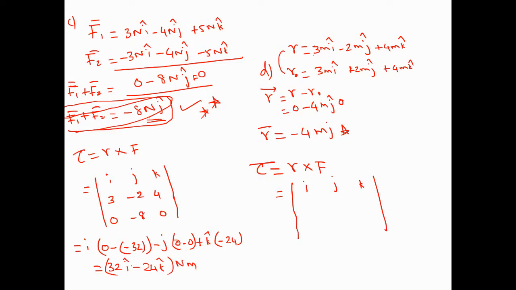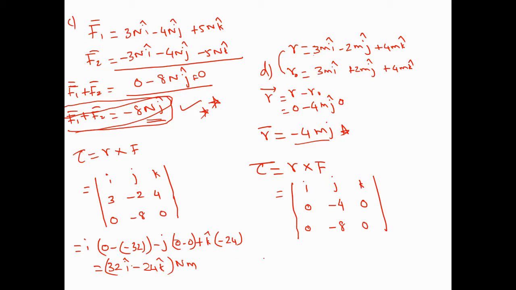Am I right or not? Yes, you're right. And our new coordinate is 4 meters. So again, I have to play with i, j, k. So what is my r value? My r has only a j component. So x is 0, my y is minus 4, my z is 0. And my F coordinate is 0 for x, my y value is minus 8, and then z is also 0.